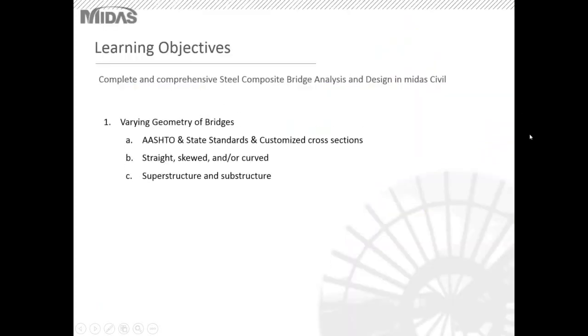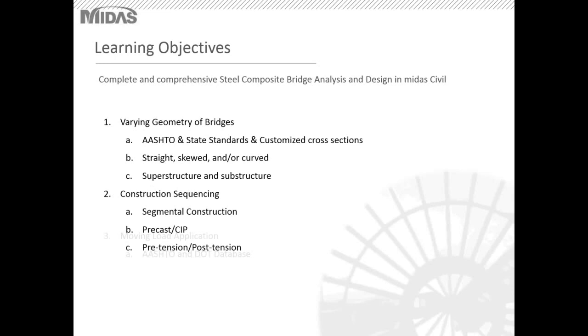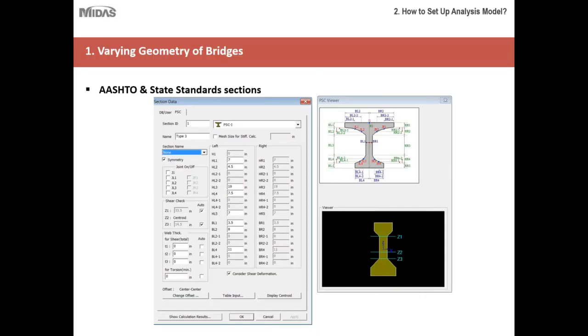Also going over the varying geometry of the bridges, varied sections as per the standard or customized, straight, skewed, or curved layout of the girder, how to manage both the superstructure and substructure, and construction sequencing, considering if it's segmental, and also distinguishing precast or cast in place, pre-tension and post-tension. Then the moving load application will be discussed at the end.